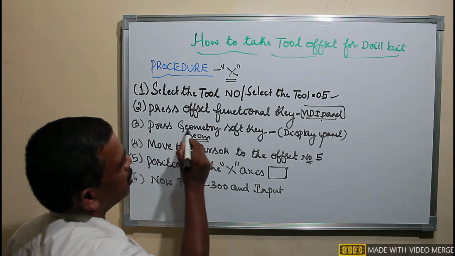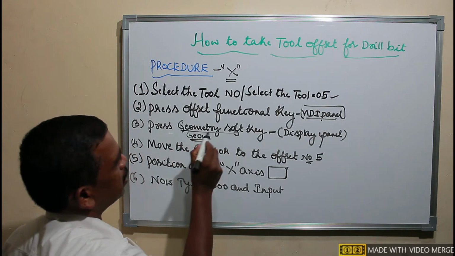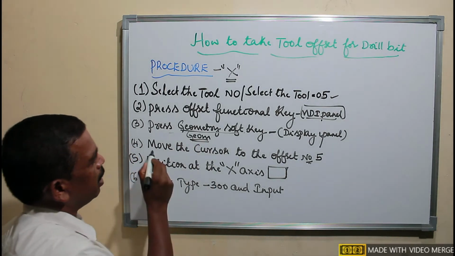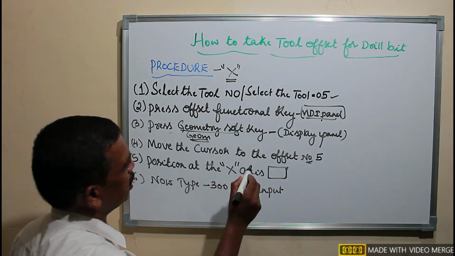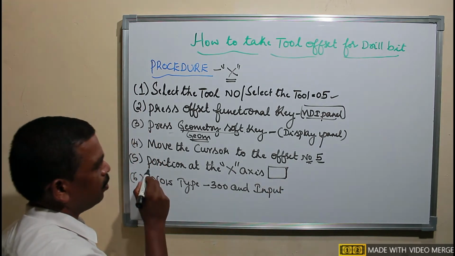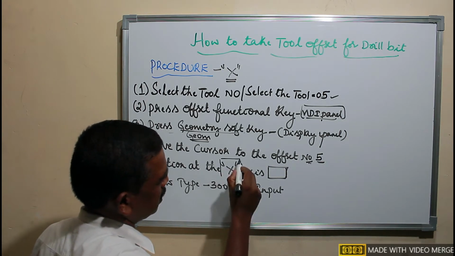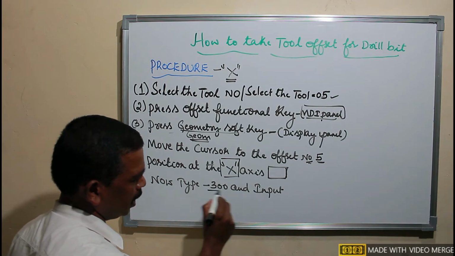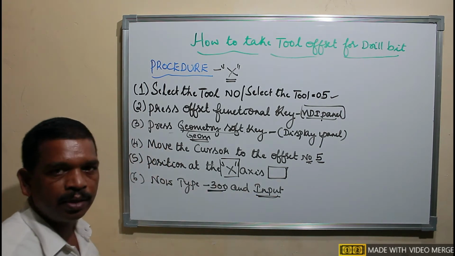By using the geometry label, we have to activate this geometry offset option, and then we have to move the cursor by using the navigation key, and we have to position that cursor at number 5 offset, and we have to position the cursor at the x-axis box, and then we have to type 300, and we have to input this value.